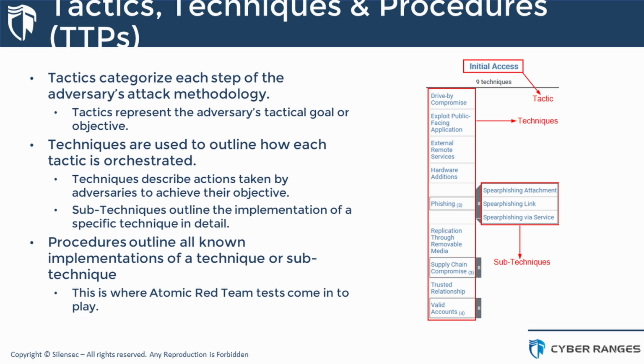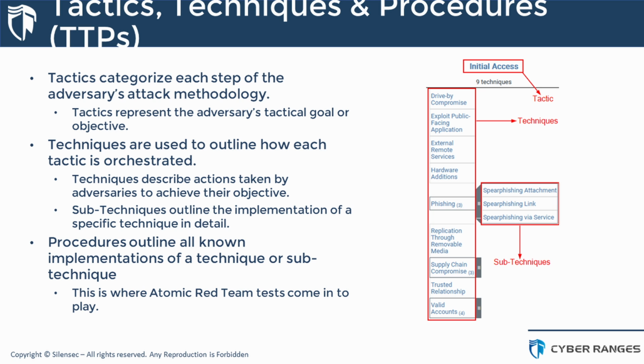Speaking specifically on tactics, techniques, and procedures, it's very important to understand the distinction between them. While most of you may already know them, you can see that initial access in this particular example is a tactic. A tactic is made up of several techniques, and a technique is made up of sub-techniques, right? And I'll get to procedures shortly, but what are tactics? Well, tactics essentially categorize each step of the adversary's attack methodology, and specifically, tactics represent the adversary's tactical goal or objective. So what are they trying to do?